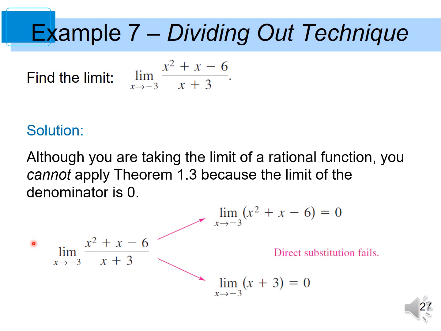Although you are taking the limit of a rational function, you cannot apply theorem 1.3 because the limit of the denominator is equal to 0. Look at the proof. When we perform the direct substitution for the numerator, when we substitute the negative 3 into x, we have 0. And for the denominator, when we substitute the negative 3 into x, we have 0.